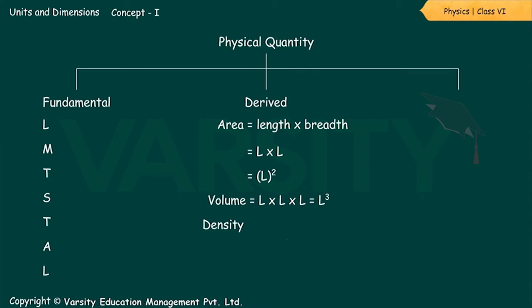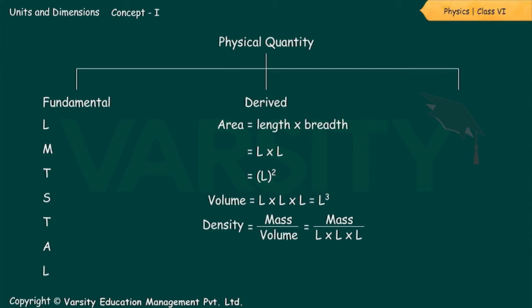Density is also derived physical quantity. Density is equal to mass by volume. Mass is a fundamental physical quantity, while volume is derived from length. So density is equal to mass by L into L into L. Thus, density is derived from mass and length, which are fundamental physical quantities. We will learn many derived physical quantities in the future.